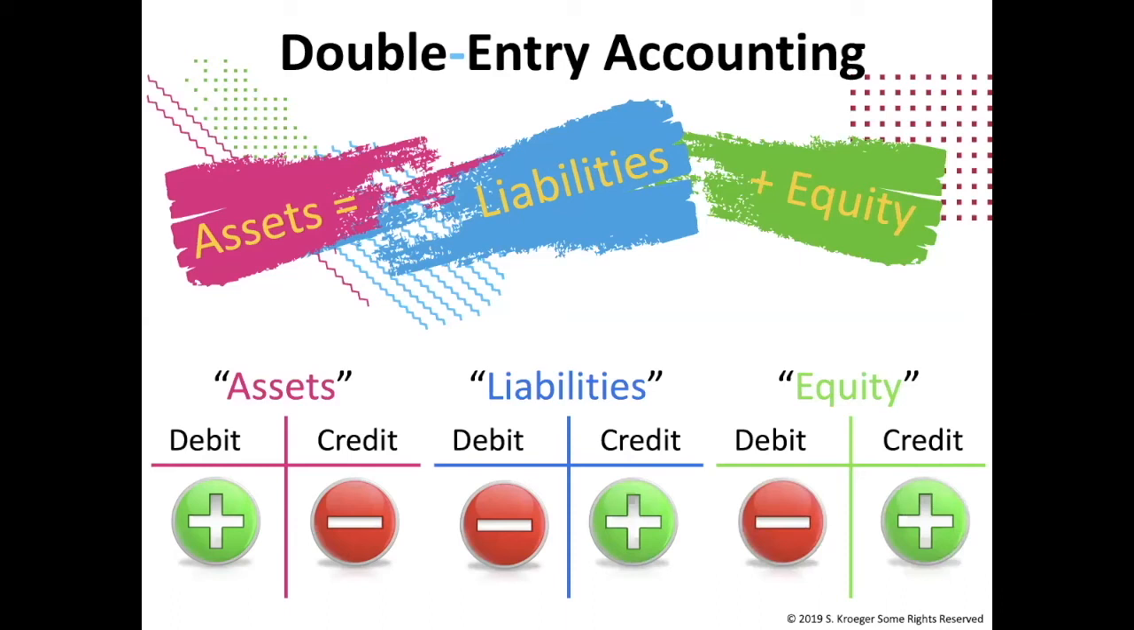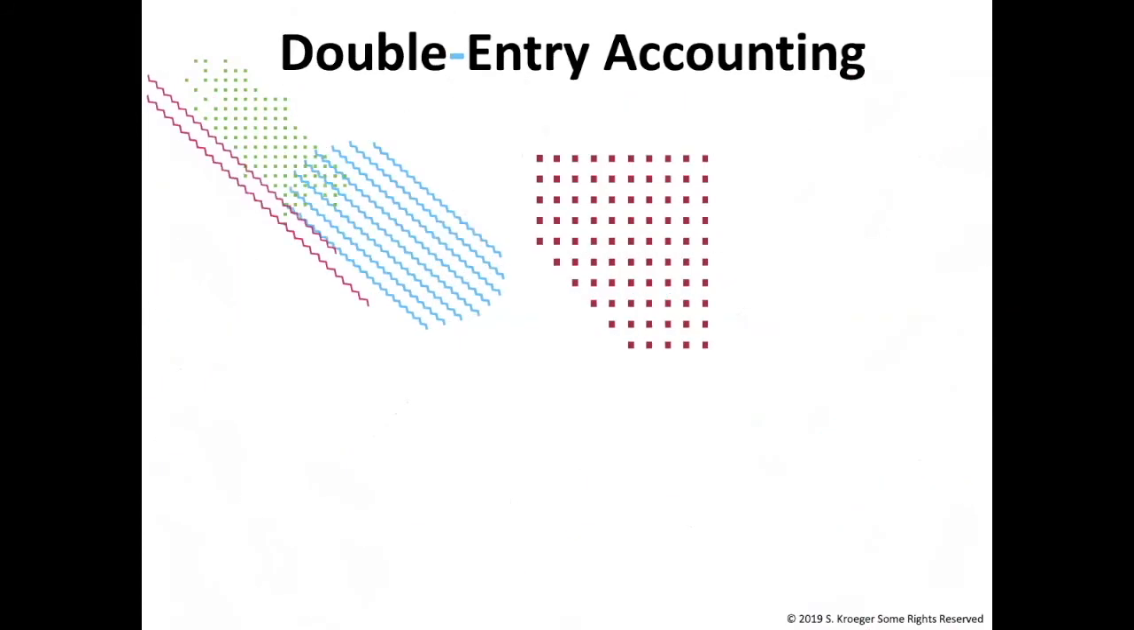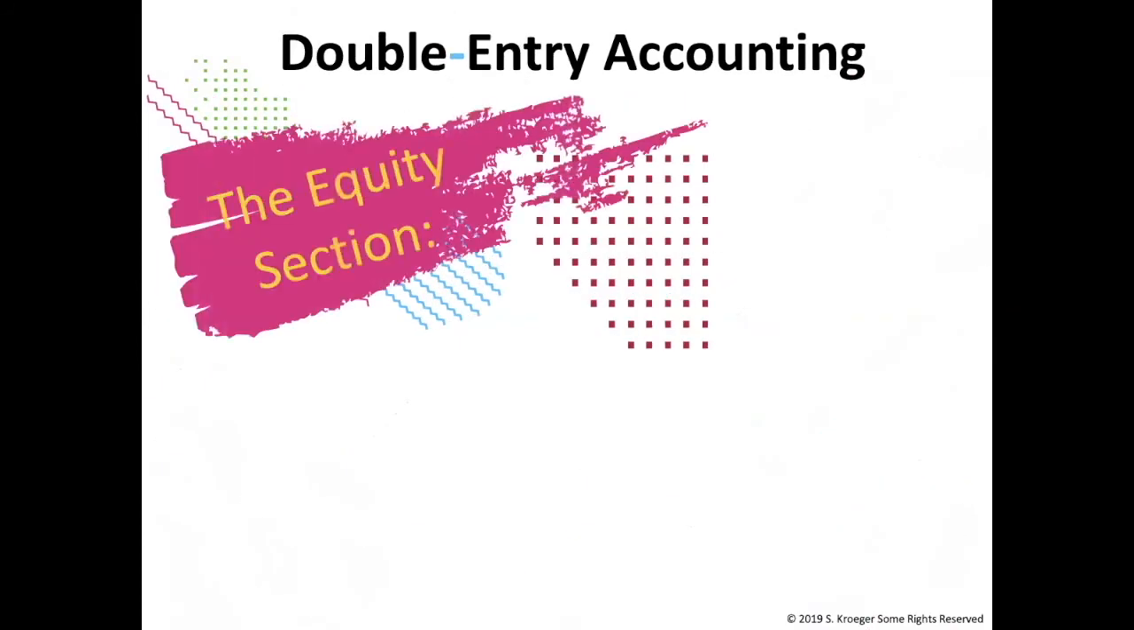Lastly, we have the equity accounts, but I will discuss this in more detail on the next slide. Equity has a positive balance on the credit side. If there is a debit balance, it means it's negative. Let's look at the accounts that affect equity to better understand this one. This equity section is comprised of owner's capital, owner's withdrawals, revenues, and expenses.